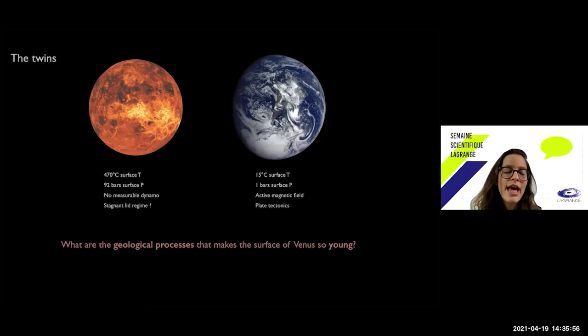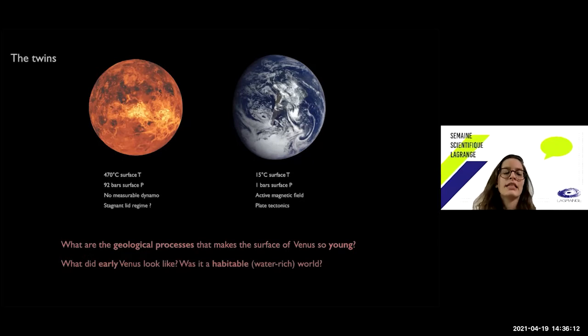So a very important question about Venus is, what are the geological processes that make the surface of Venus so young? Is the resurfacing process something that happens continuously throughout its history, or maybe a catastrophic event that completely resurfaced the planet? That's another possibility. And in this sense, what was the early Venus, before this possible catastrophic event, like, if it is very different from the hellish planet we see now? Was it a habitable, water-rich world? Maybe it was, because some atmospheric data shows that the past of Venus was water-rich. We don't know if there were oceans, but it's likely that there was more water there.